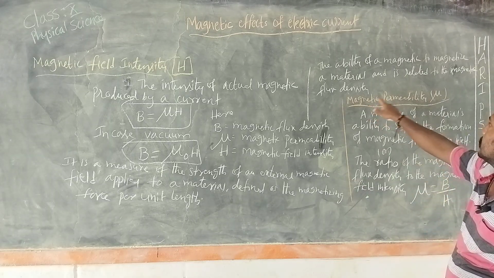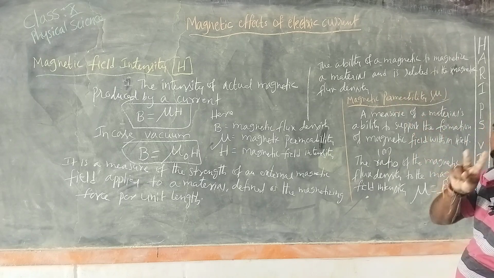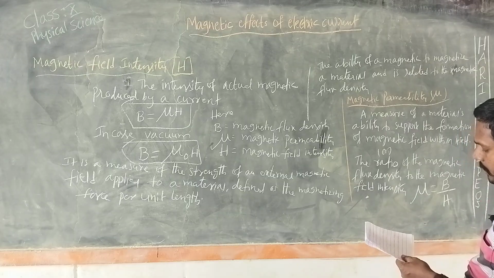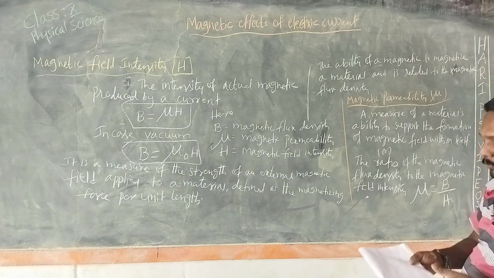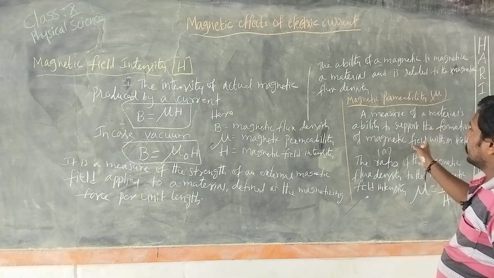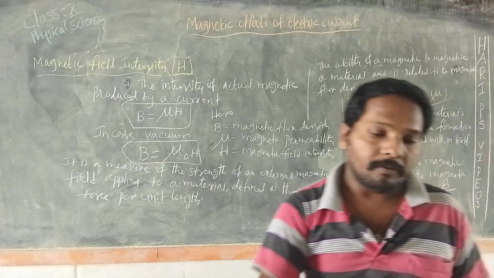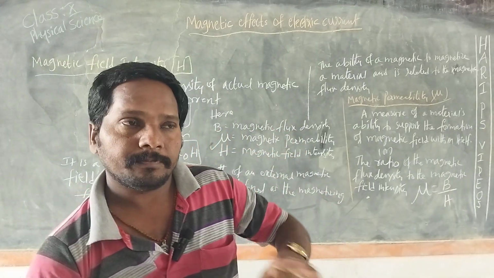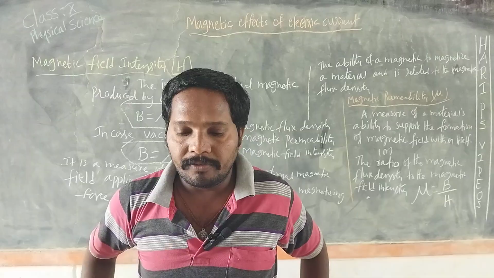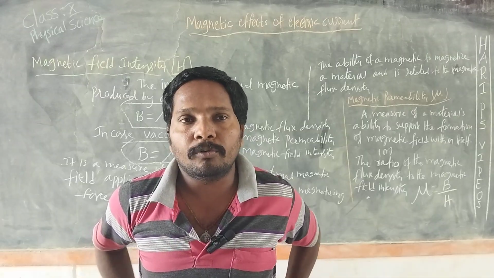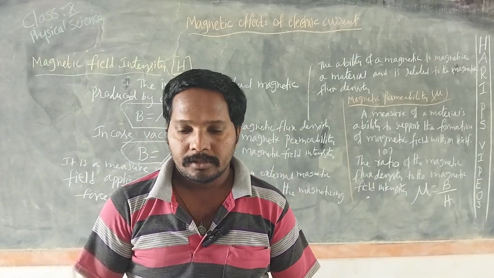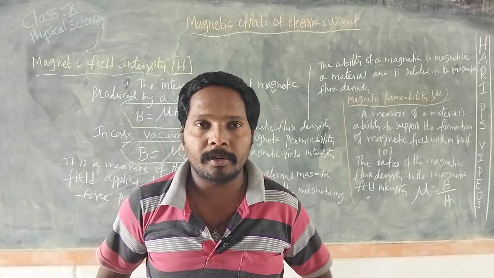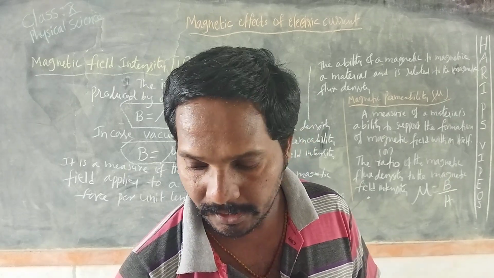And this magnetic permeability depends on factors such as the material's nature, the temperature, and the frequency of the applied force, nothing but the current carrying. So this is about magnetic permeability and magnetic field intensity.